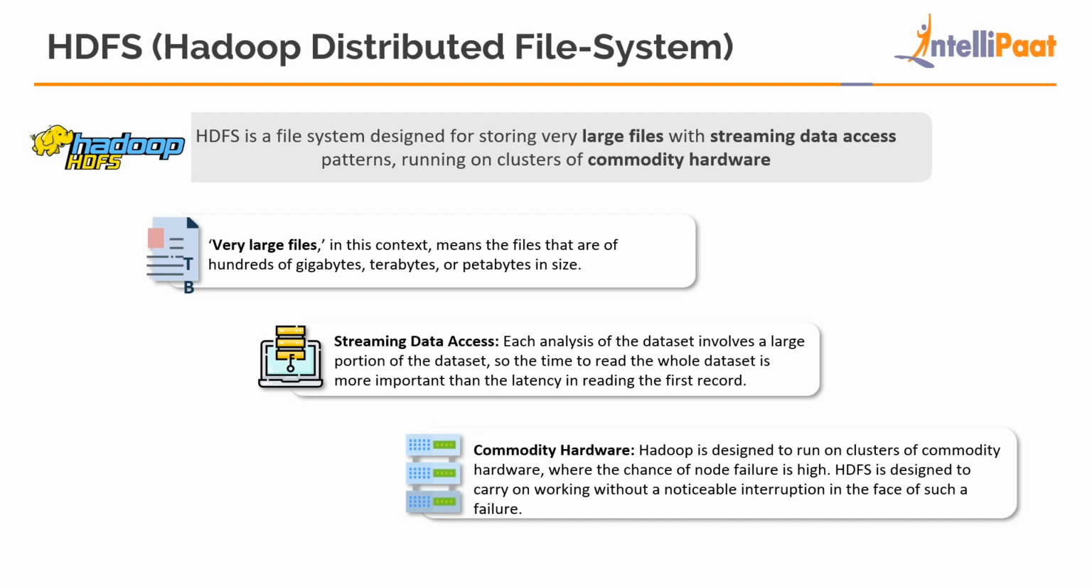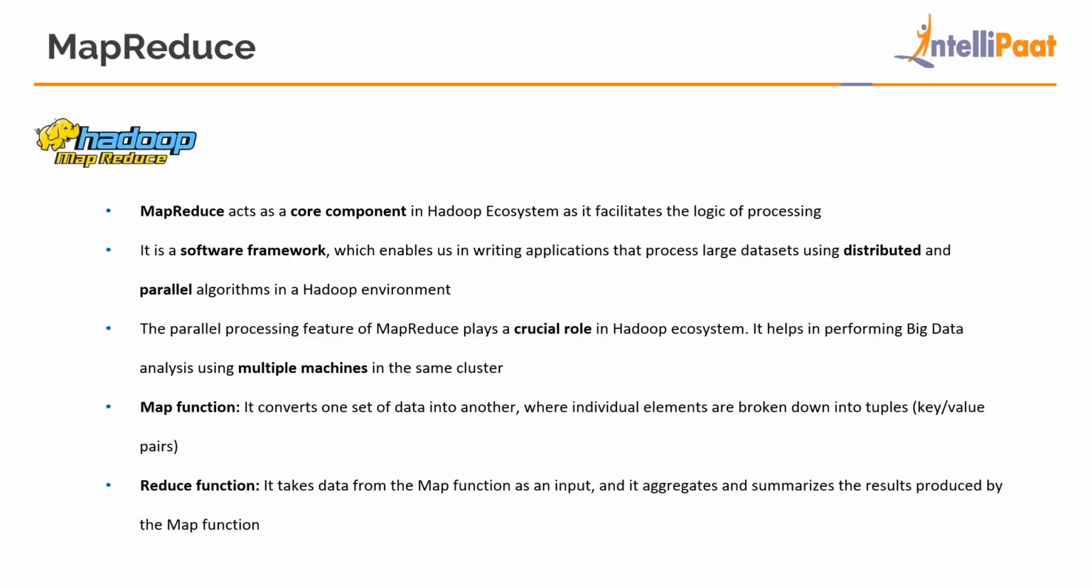So it is used to store very large files and for streaming data access. The main advantage of the HDFS is the ability to use commodity hardware to run it. Then we have MapReduce. This is the processing element of the Hadoop environment. It is the core component of the Hadoop ecosystem as it facilitates the logic of processing.